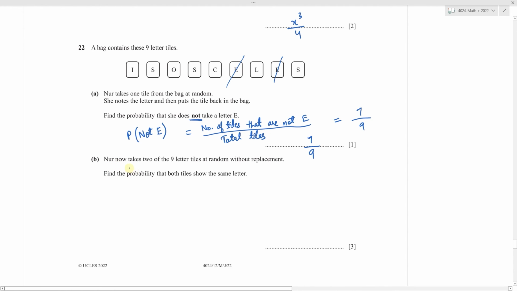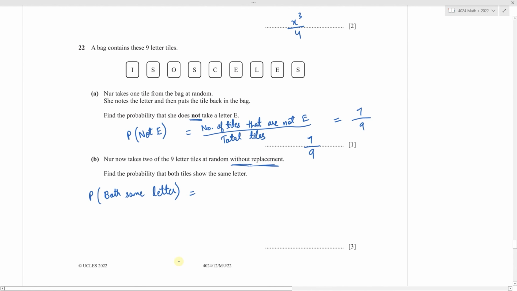Part B is Noor now takes 2 of the 9 letter tiles at random without replacement. So that means when she takes out the first tile, she does not put it back before taking out the second tile. So it's without replacement. Find the probability that both tiles show the same letter. So probability both have the same letter.